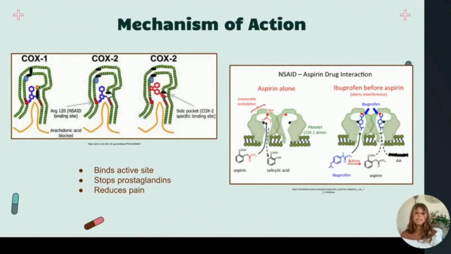This slide shows the basic mechanism of how NSAIDs work. NSAIDs bind to the active site of the COX enzyme. Once the drug is sitting in the active site, arachidonic acid can't bind, so the enzyme can't produce prostaglandins. Since fewer prostaglandins are made, pain, swelling, and inflammation all decrease. This connects directly to what we've learned in medicinal chemistry. Enzymes have active sites where molecules bind, and drugs are designed to fit in those sites.